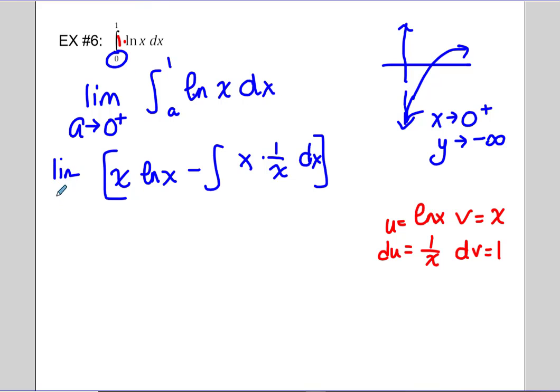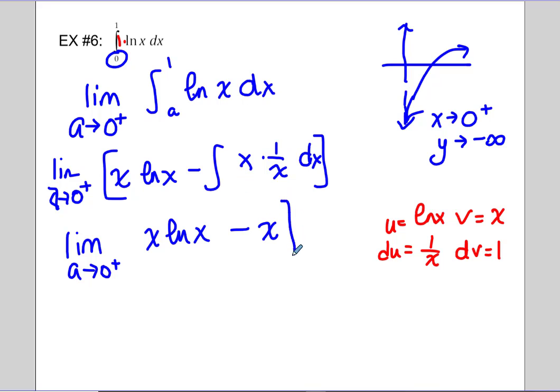The limit as a approaches 0 from the right. And we're going to take care of this. So we have the limit as a approaches 0 from the right of x natural log of x, minus the integral of 1, which is x, from a to 1. So we considered our graph, we used integration by parts, we wrote out the integral, and we're going to evaluate it. Then last, we'll take the limit.